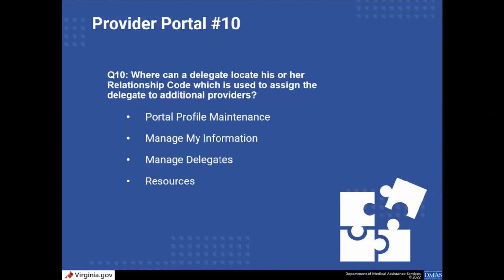Question 10. Where can a delegate locate his or her relationship code, which is used to assign the delegate to additional providers? Is it under Portal Profile Maintenance, Manage My Information, Manage Delegates, or Resources? The correct answer is under Portal Profile Maintenance.